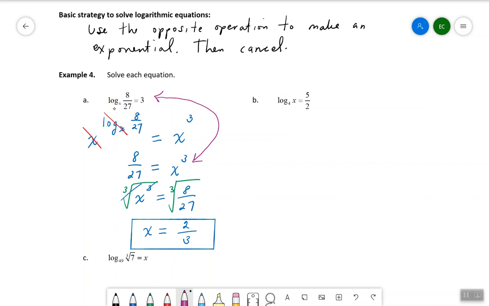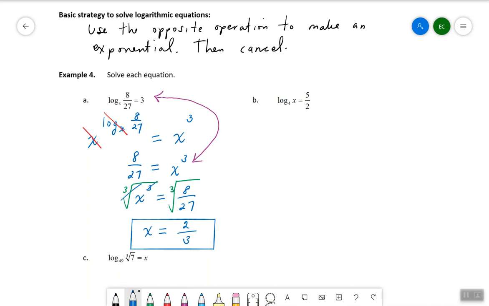If we rewrite the logarithm as an exponential, the base is x, so base x in the exponential. 3 is the exponent on that base. x to the third makes the argument 8 over 27. So there's a little shortcut if you like. I think it's real important that you know both ways. So let's practice both ways.